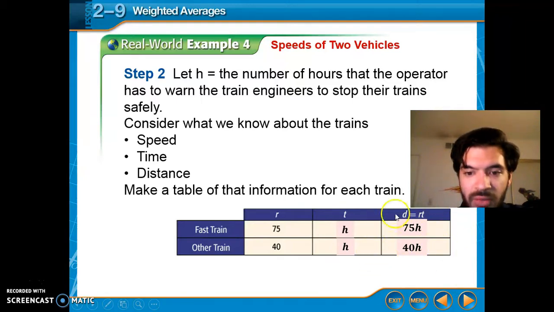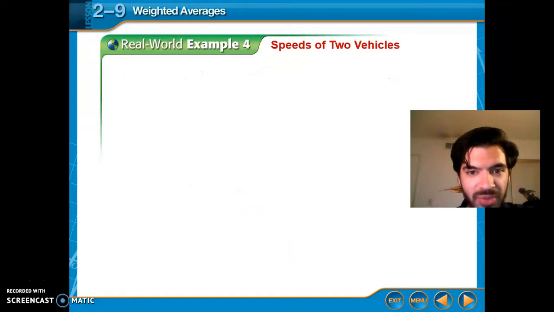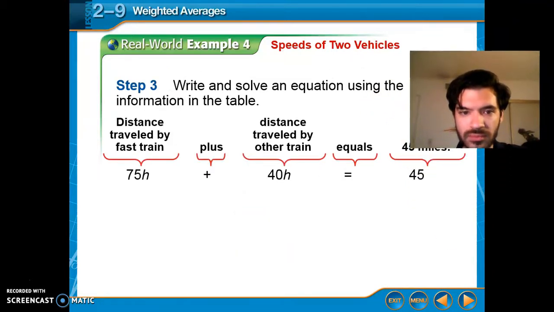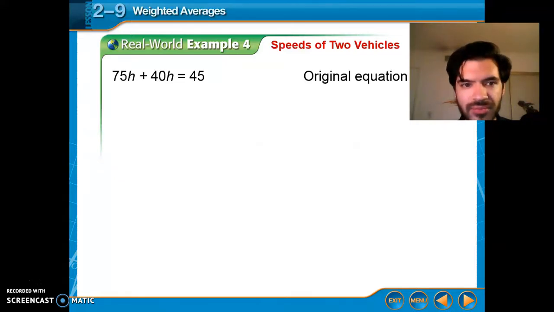We're going to add these together, and that's going to equal the amount of distance they have to cover before they crash, which is 45 miles. So let's put that together. The distance traveled by the fast train plus the distance traveled by the other train should equal the 45 miles it takes for them to collide, come together right before they collide. You guys ready? Solve it.